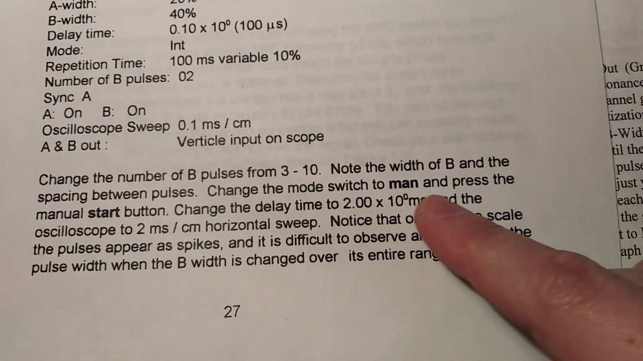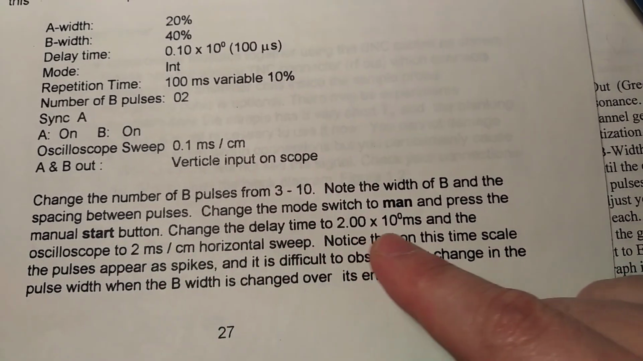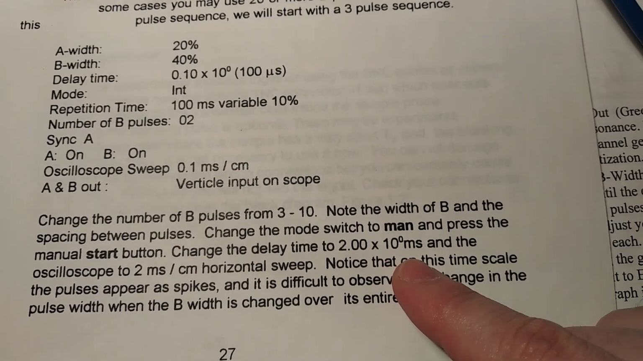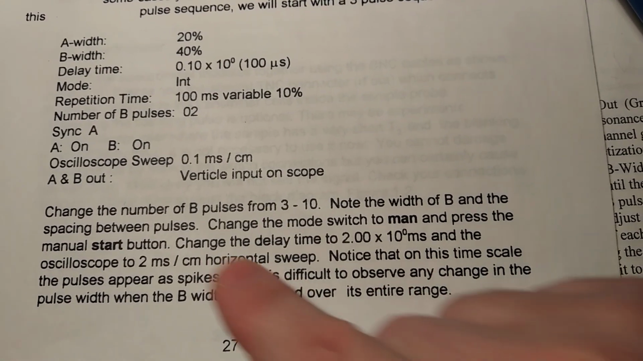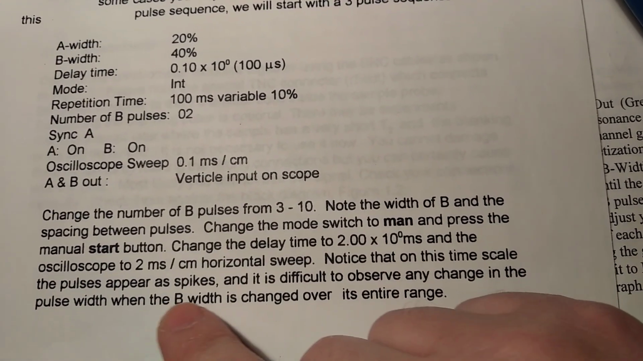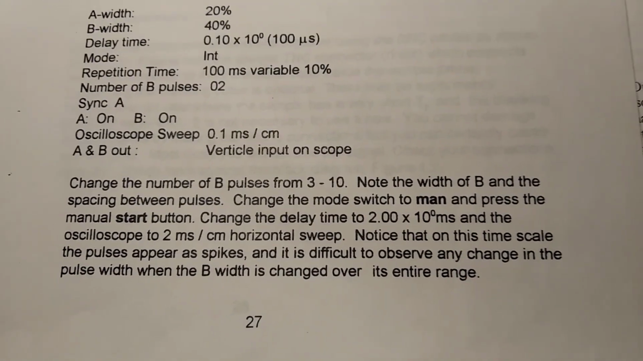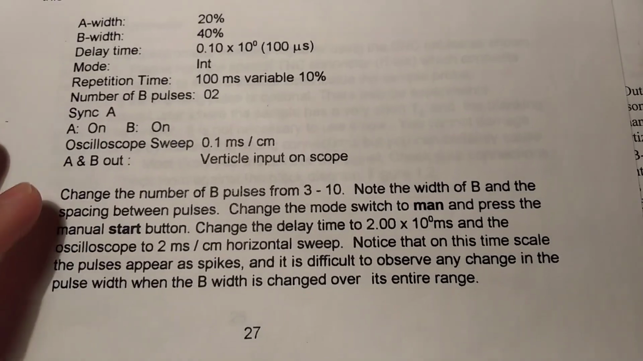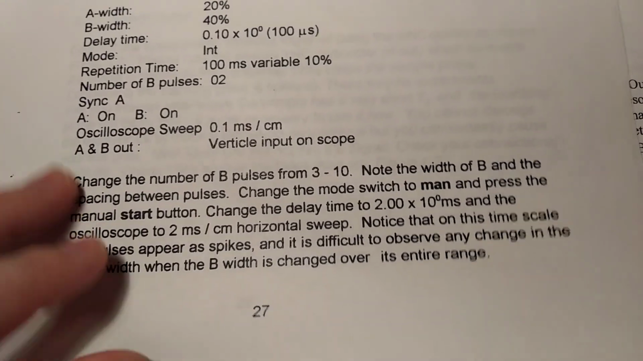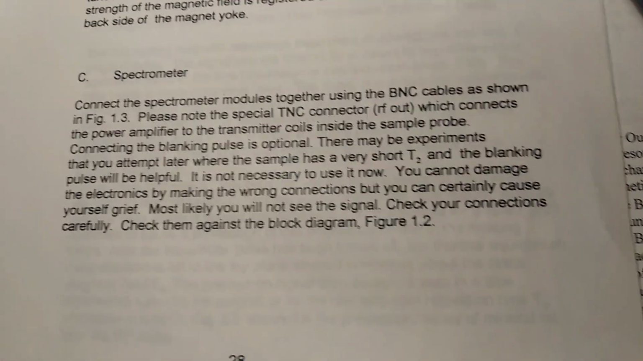So change the mode switch to manual and press the manual start, and change the delay to 2 milliseconds, and notice that on this time scale the pulses appear as spikes. It is difficult to observe, and we already saw that when the B pulse width is changed over its entire range, that we have already seen that happening.